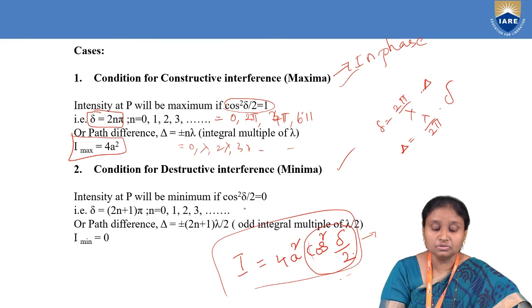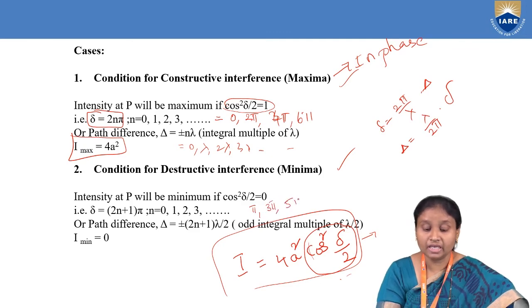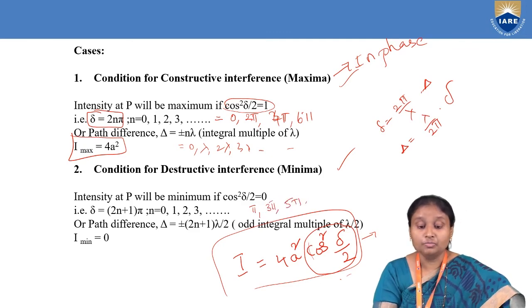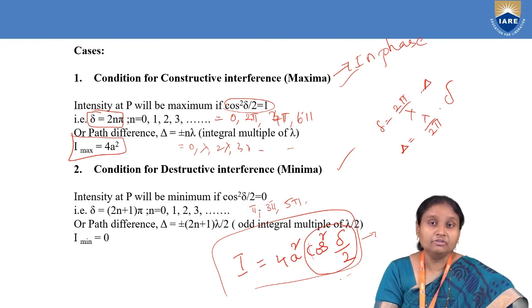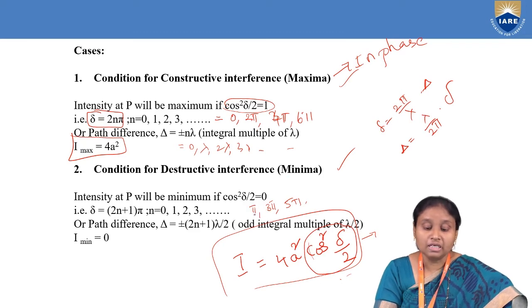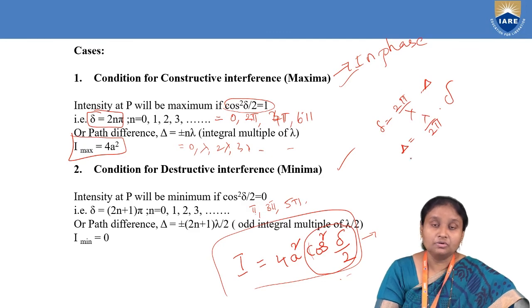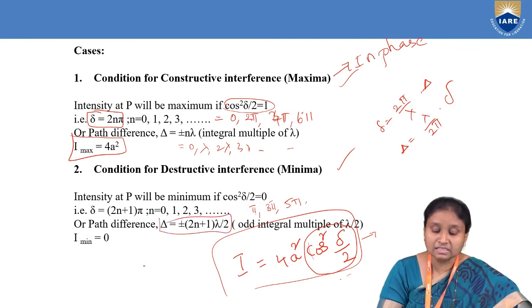It means that what are those values we are taking? We are taking the values of pi, 3 pi, so odd multiples of pi: pi, 3 pi, 5 pi and so on. Whereas for 2 pi, 4 pi, 6 pi, we got maximum intensity. And here, when we are taking phase for destructive interference or minimum intensity, so odd multiples of pi: pi, 3 pi and 5 pi. And if I use this relation in order to find path difference, I'll end up having path difference as odd integral multiple of lambda by 2.